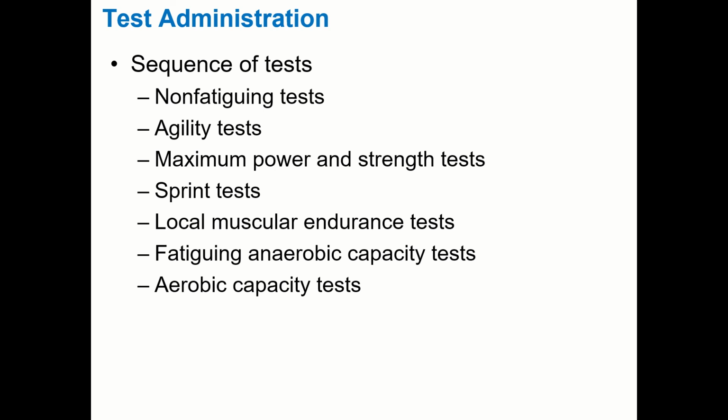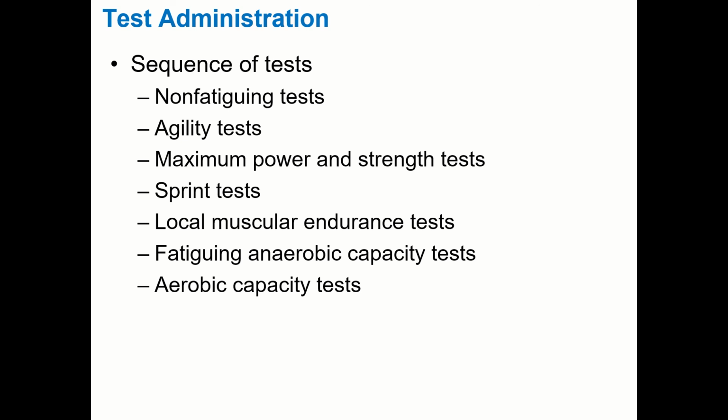So in terms of sequencing of the test, there is a question about this in the quiz bank. So this is the order that you would go in. We do non-fatiguing tests first. So things like the vertical jump, that's not especially a fatiguing test. You just go out there and jump as high as you can, like 3 times, and then that's it. Then we would do our agility tests. So again, things like the 5-10-5. And then we're going to do maximum power and strength.